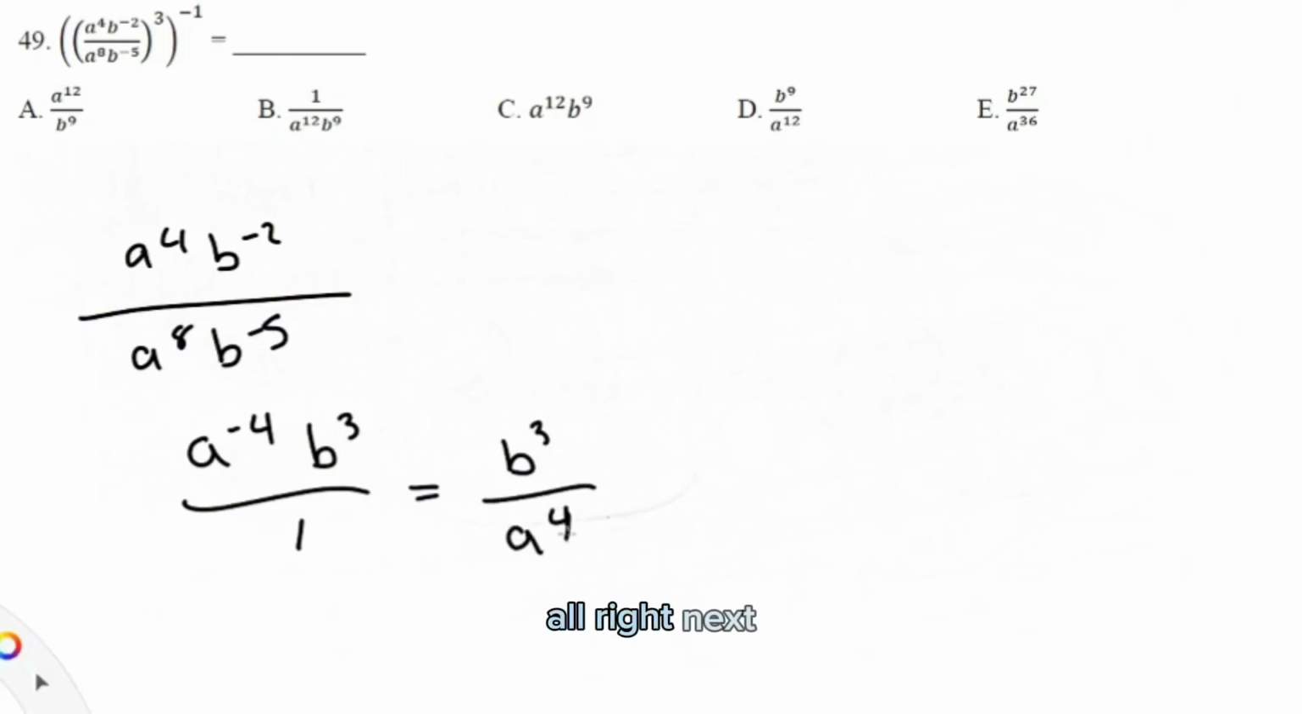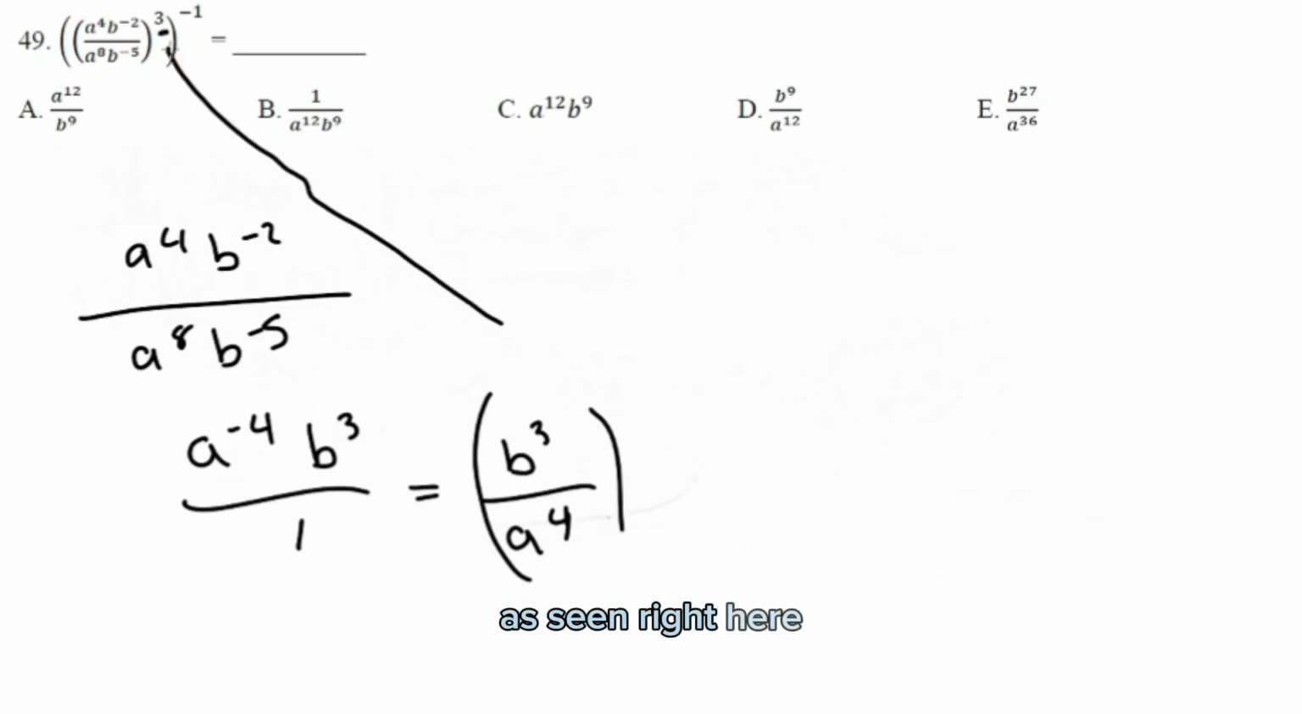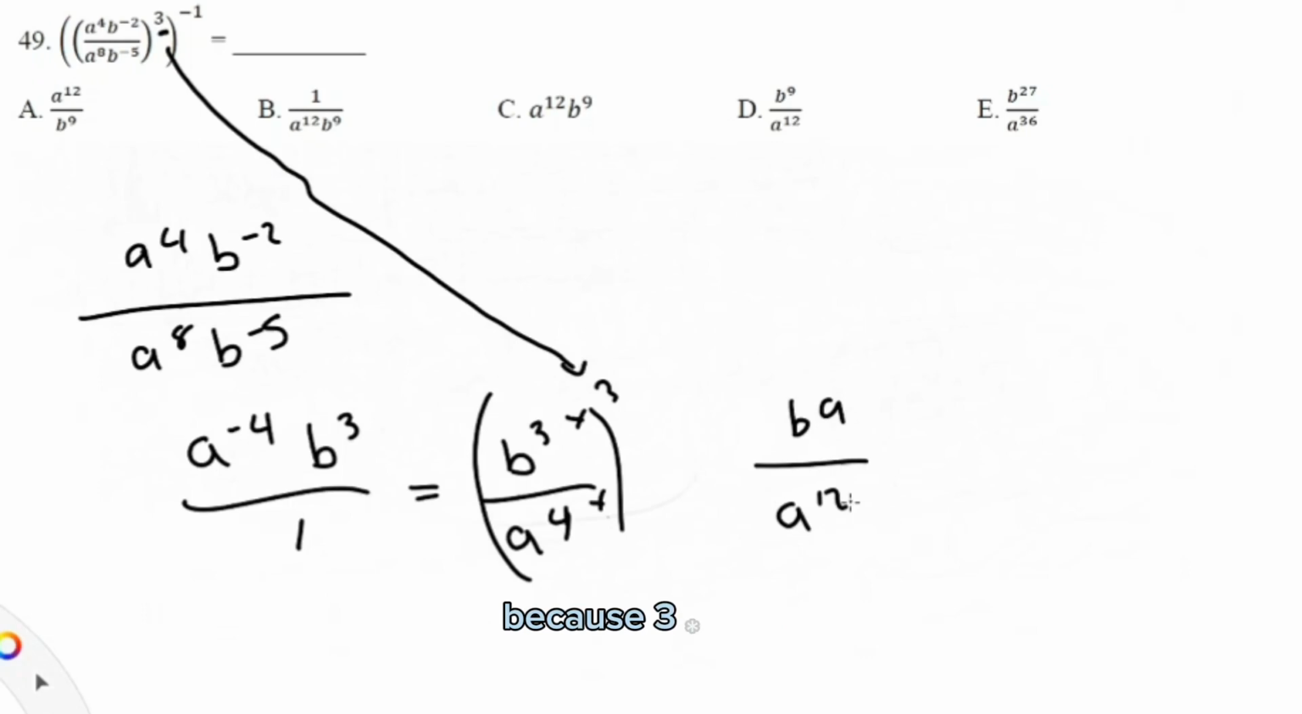Next, this is put to the power of 3, as seen right here. When putting a power to a power, all you have to do is multiply these powers. So this becomes b power 9 and a power 12, because 3 times 3 is 9 and 4 times 3 is 12. Finally, you have this to the power of negative 1.